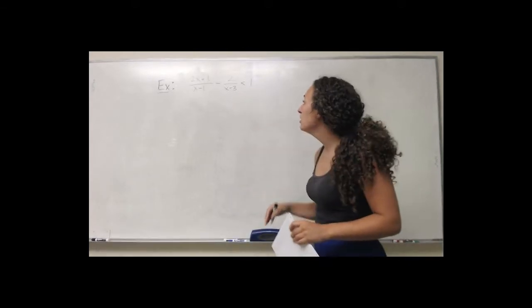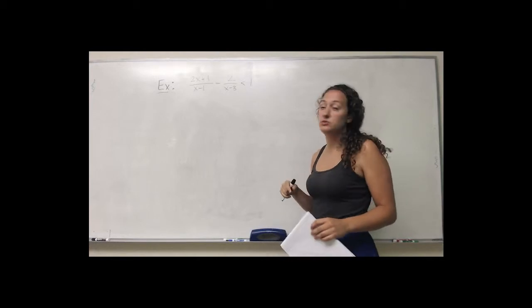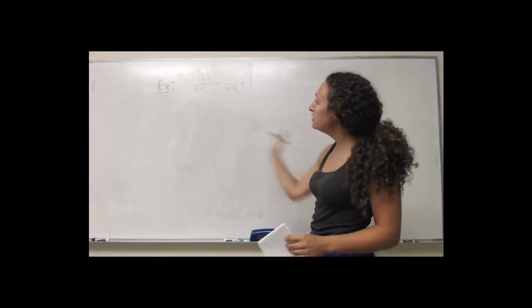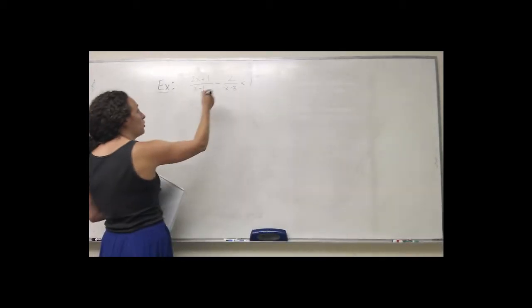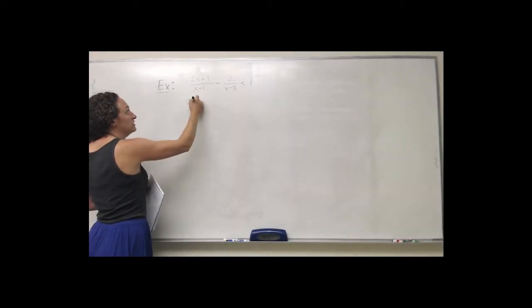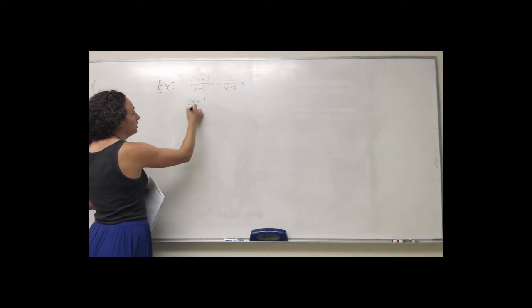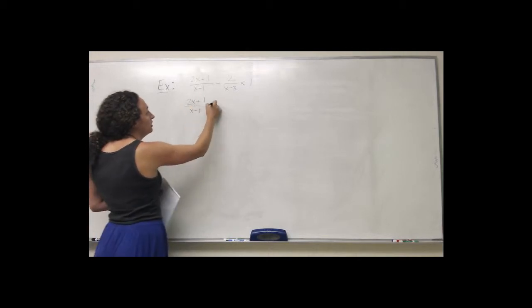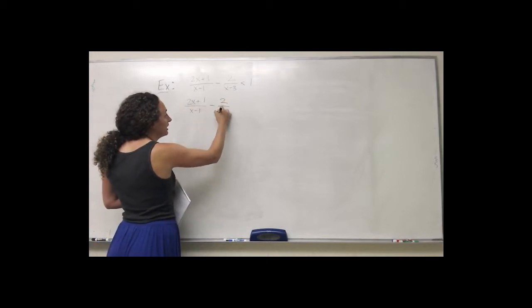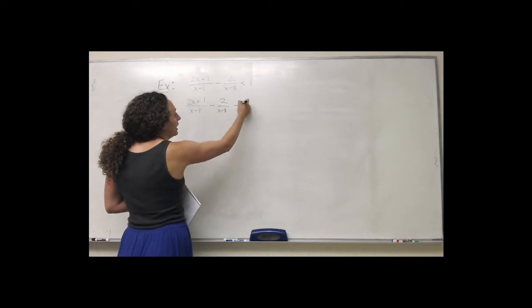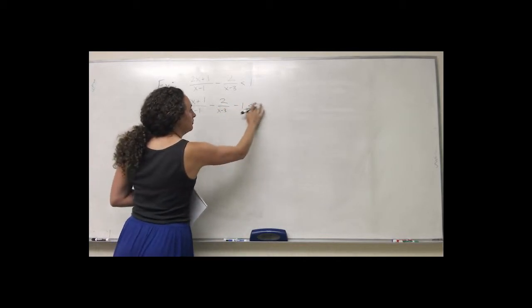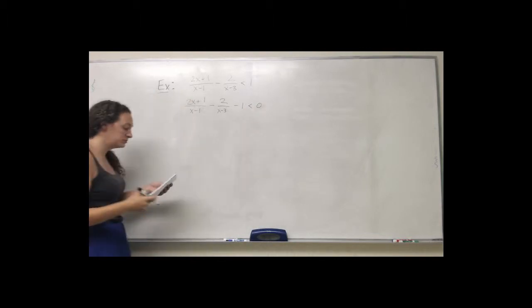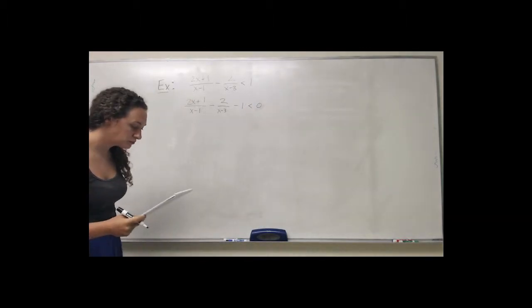Now just as with equations, I can do most of the same things with inequalities. So the first thing I'm going to do is move everything over to one side. I'm going to subtract the 1, and I get 2x plus 1 over x minus 1 minus 2 over x minus 3 minus 1 is less than 0. I just subtracted 1 from both sides.